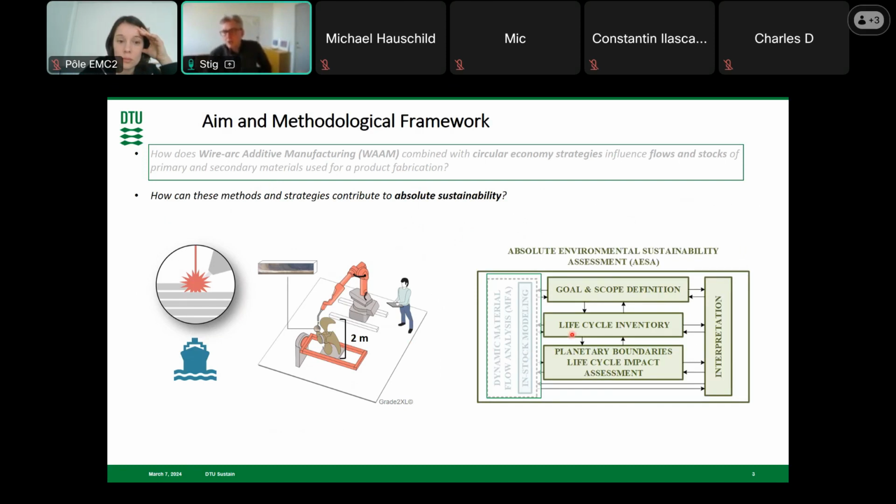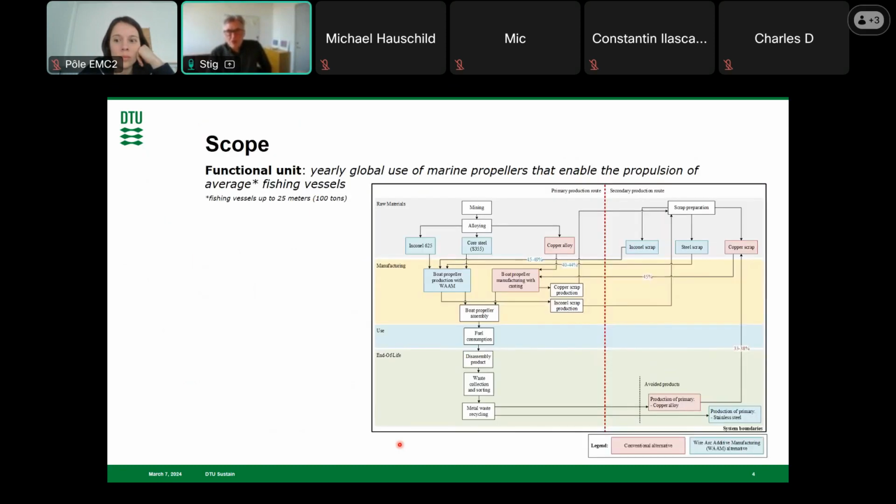So when you look at what we are doing here, we're going to have some goal and scope definition and inventory. We're going to do a lifetime impact assessment related to the planetary boundaries, and then a little bit of interpretation. But I will not do the dynamic material flow analysis, which was part of the study originally. The functional unit for this study was the yearly global use of marine propellers for average fishing vessels, up to 25 meters. So that's a medium-size fishing vessel.